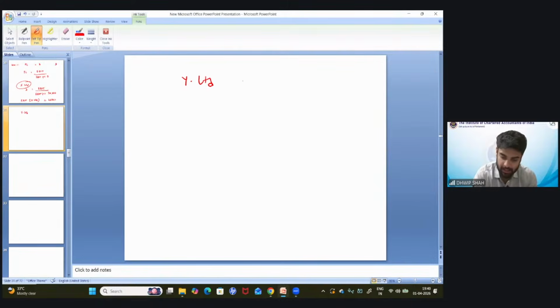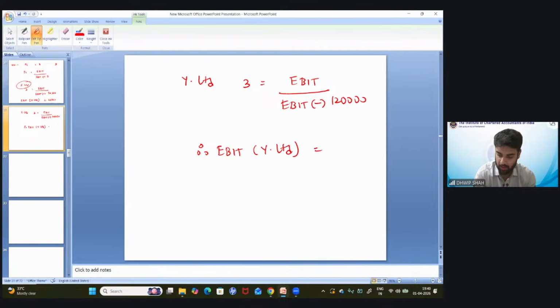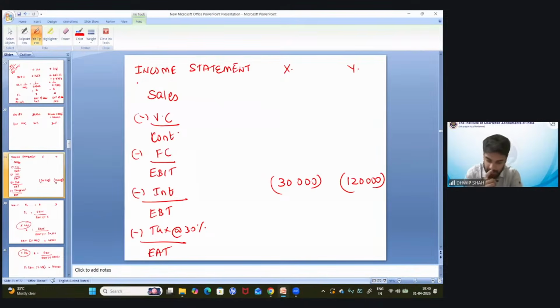Y Limited's financial leverage is 3. EBIT upon EBIT minus interest, where interest for Y Limited is 120. So EBIT for Y Limited will be how much? 3 EBIT minus 360 is equal to EBIT. 2 EBIT is equal to 360, so EBIT is 180. Everyone getting this? So EBIT of X Limited is 45, EBIT of Y Limited is 180.